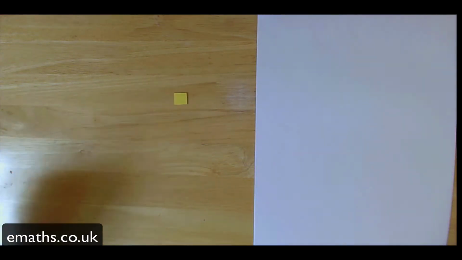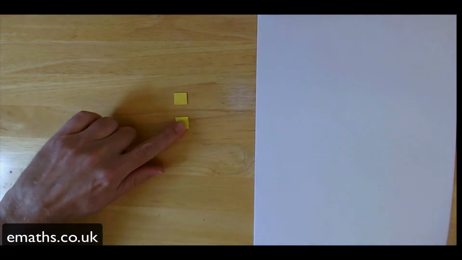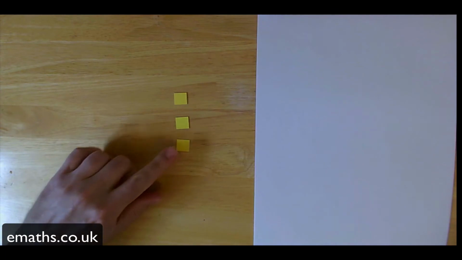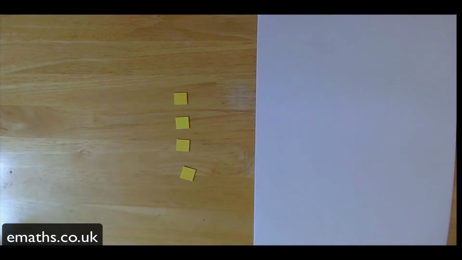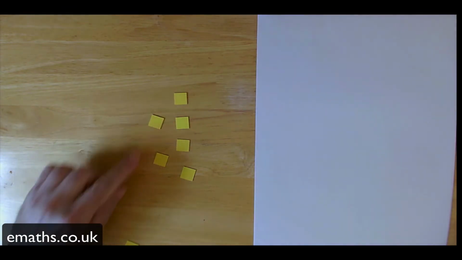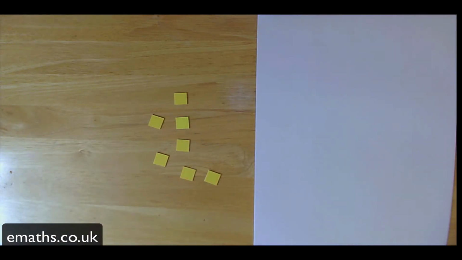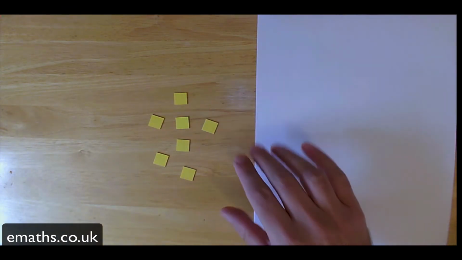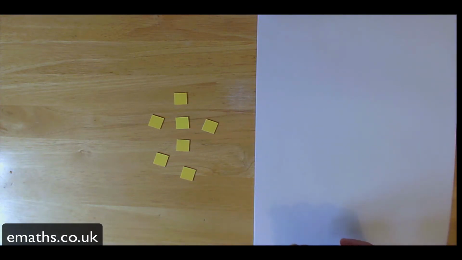Using the small tiles, I'm going to introduce the idea of counting objects. Can you show me 4? Can you show me 5? 6, 7. Simply using them as objects, giving them no dimensions to begin with.